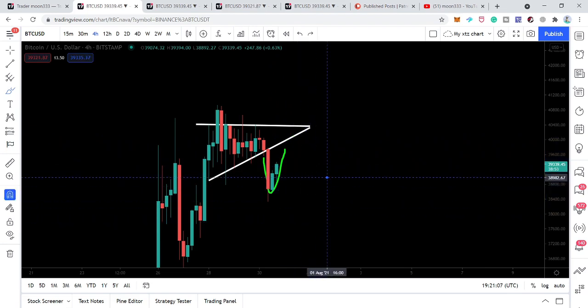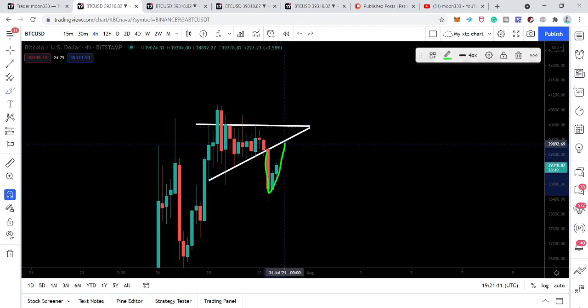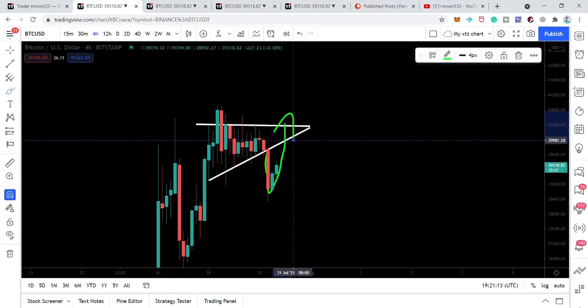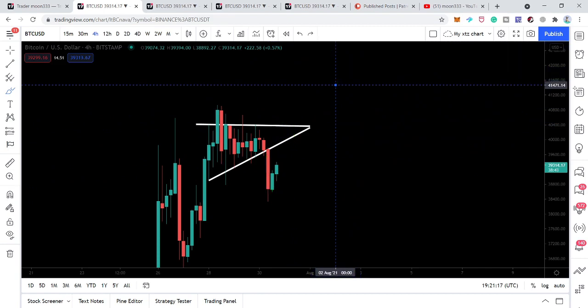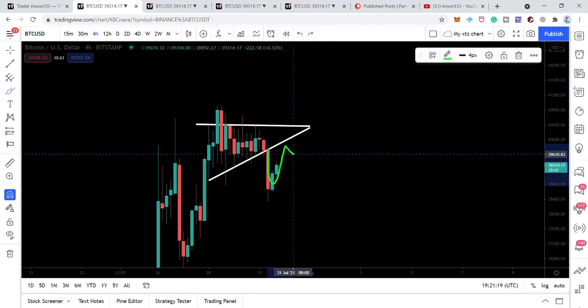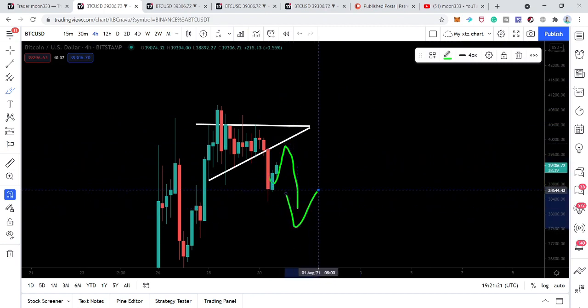And in today's video, we will try to analyze whether the price action will re-enter this triangle and break out this resistance and move towards the upside, or it will move more down after confirming this breakdown by retesting the previous resistance, the previous support as a resistance.